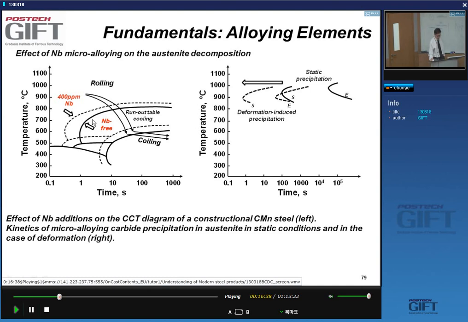So what we're basically looking at is a transformation. The solid line shows you the transformation kinetics, the CCT diagram, for a niobium-free steel. So a steel that transforms from recrystallized austenite. When we add niobium, we can suppress the recrystallization. And the transformation we now see is accelerated. Yes, it is accelerated.